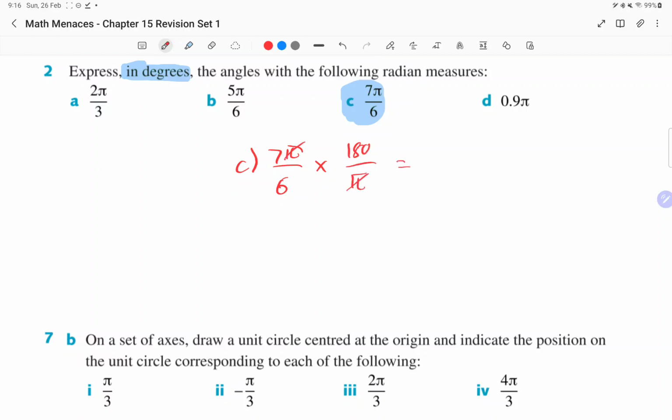The 2 pi's cancel off, and then for 6 and 180, you can simplify these two, divide both by 6. This one is gone, this one will be 30. 7 times 30 is 210 degrees. Okay, so this is a technique to convert between radians and degrees.